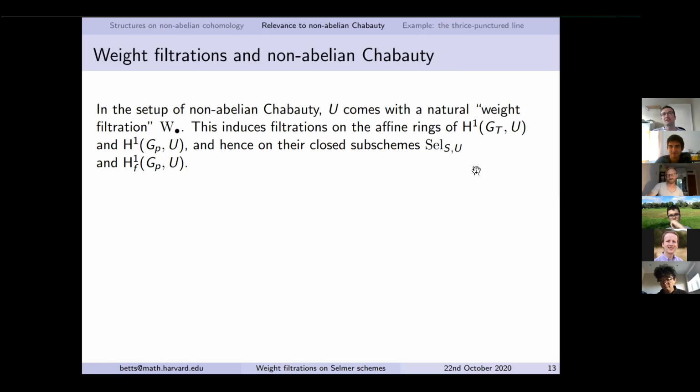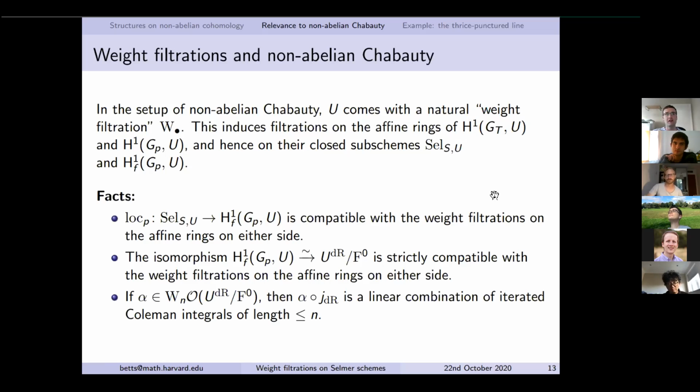Your global and your local Selmer schemes are closed subschemes of these cohomology schemes, and so in particular, their affine rings are quotients of the affine rings of the cohomology schemes, and so there are natural induced weight filtrations on the affine rings of the global and local Selmer schemes.